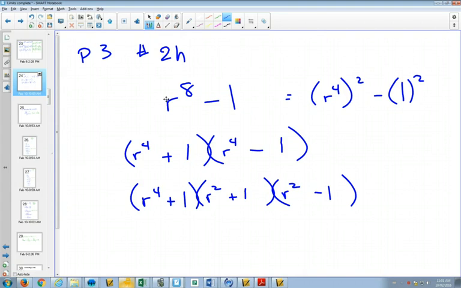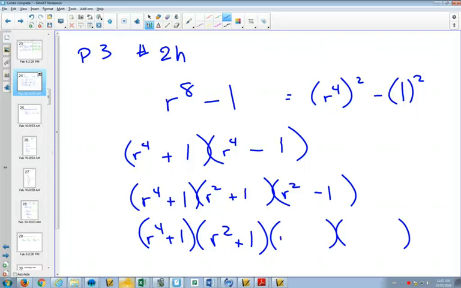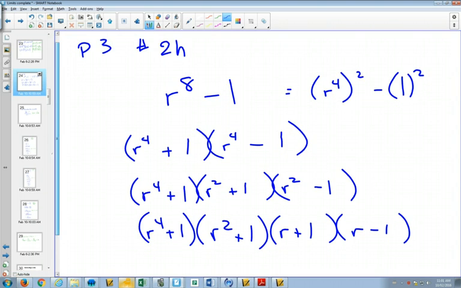Or maybe you check the back of the book and see, does it match with what the book says? And it's not quite right yet. And you look again, maybe I have another difference of squares. And the answer is yes. So we still have this one. That can't be factored any further. This one can't be factored any further. But this one is another difference of squares. R plus 1, r minus 1. And that would be considered factored completely, because there is no more difference of squares.